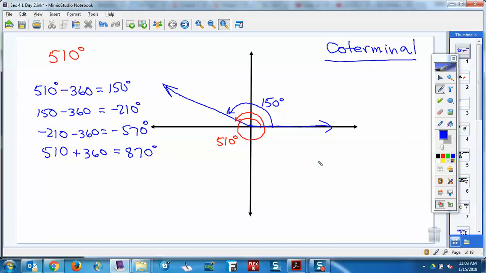Of course, no matter which direction we go, this is still quadrant 1, quadrant 2, quadrant 3, and quadrant 4. Those quadrants will be really important for us to understand as we do trigonometry.